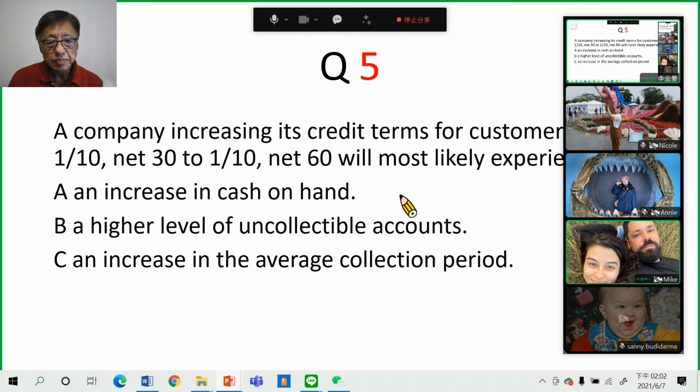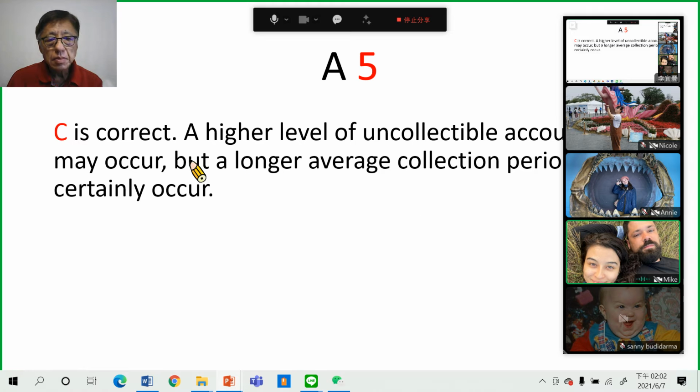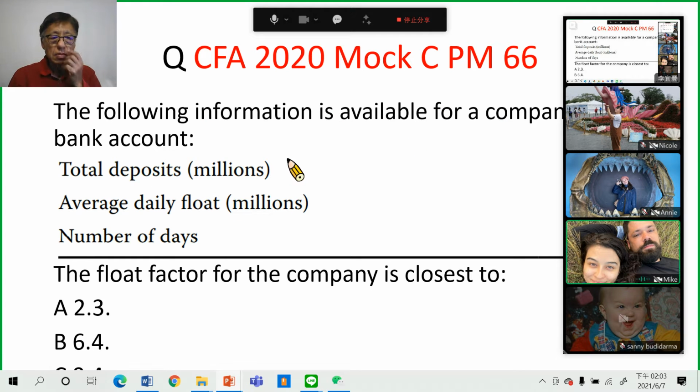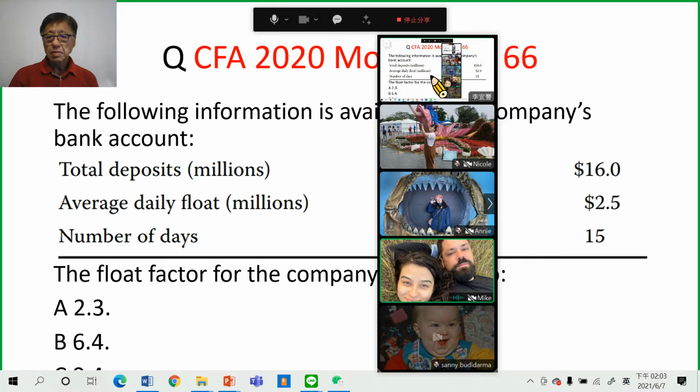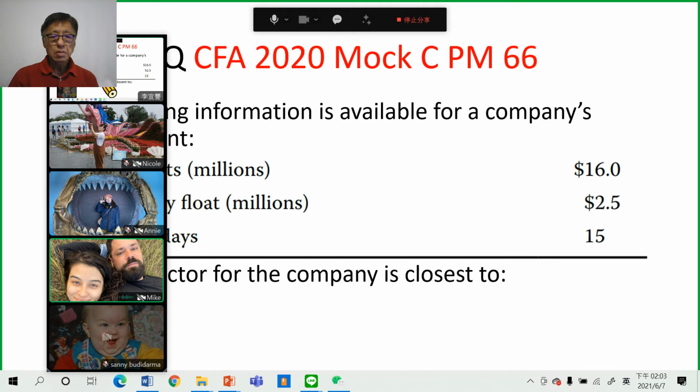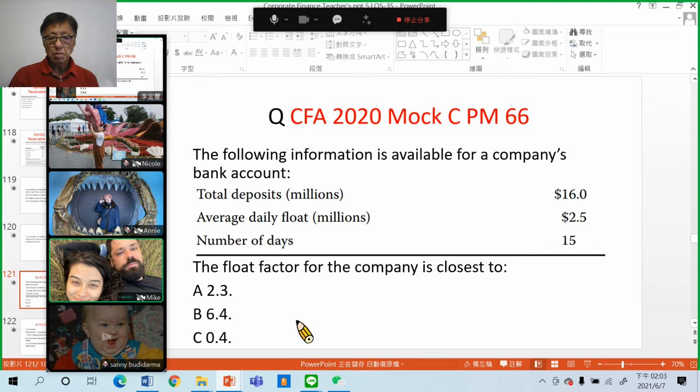That's very good. So, thank you, Professor. Question 92: the following information is available for a company's bank account. We have a total deposit of 16 million US dollars, I assume, average daily float of $2.5 million, and number of days 15. Again, we have 3 possible options. The float factor for the company is closest to A, 2.3, B, 6.4, or C, 0.4. Is there anybody who can see the screen and answer this question? I guess that's a no.